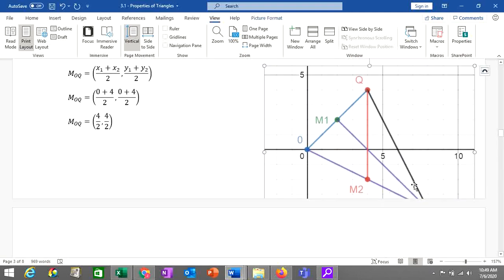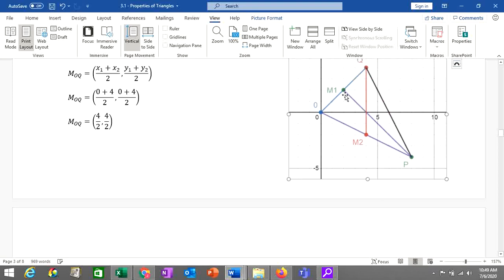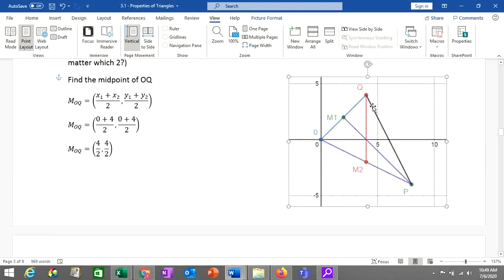So if I can find the equation of 2 medians, I'm going to choose M1, so this median here. I'm going to make this a little easier for us to see. So I'm going to choose this one, M1, extending from point P, and I'm going to choose this one, M2, extending from point Q. I'm going to try to find the equations of these medians, and then I'll be able to use a linear system, solve it, and see where they intersect.